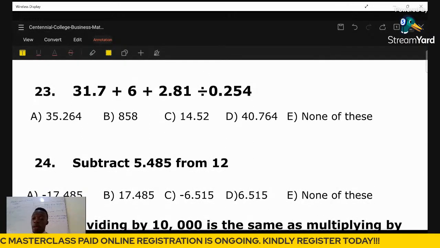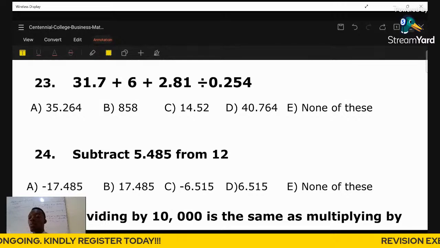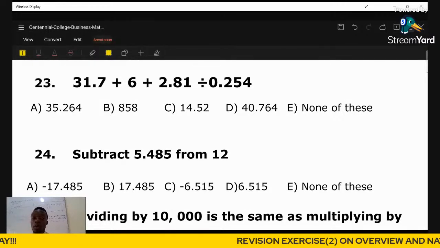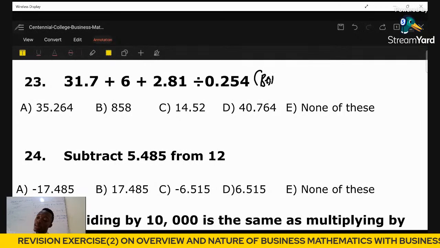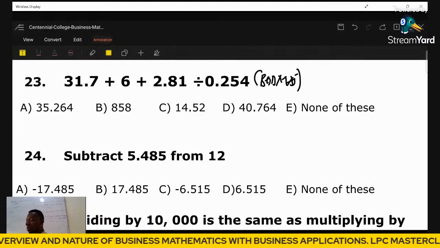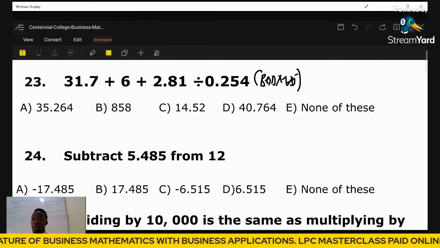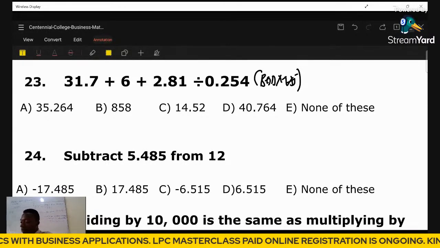Question number 23. We have to simplify this. 31.7 plus 6 plus 2.8 divided by 0.254. So to do this, first of all, we need to think about our BODMAS. What does BODMAS say? Bracket first, okay?